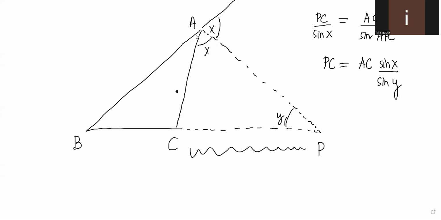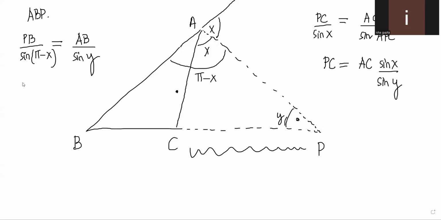Now I'll do it for PB first. For PB, I'll need the triangle ABP, and this full angle is obviously pi minus x. So PB by sine of pi minus x is equal to AB by sine of this angle y. You see now it is coming obviously. So PB is equal to AB sine x by sine y, and we are getting PB by PC is AB by AC. That is the result that you're using.